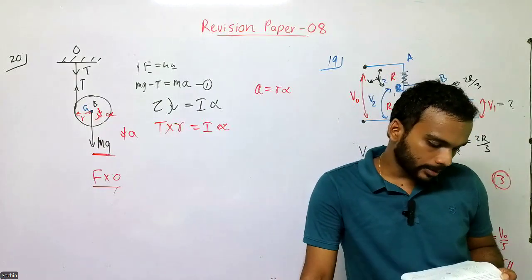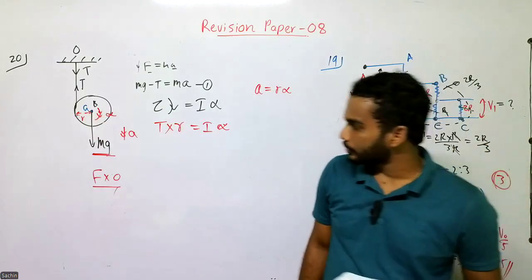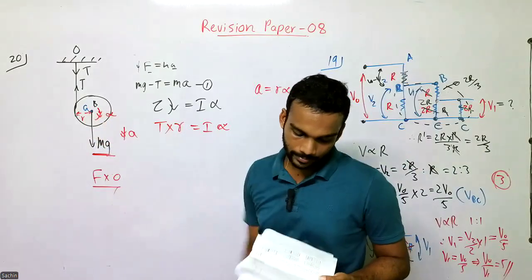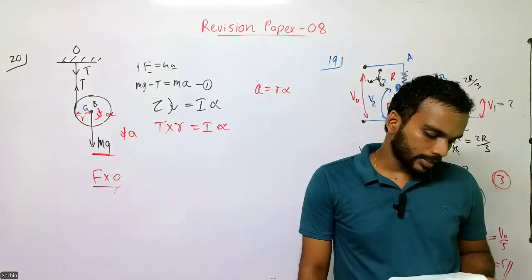Three. Weight produces the torque needed for the pulley to rotate. That is wrong. Torque is supplied by tension. That is the wrong choice then. So fourth one and fifth one are also correct.